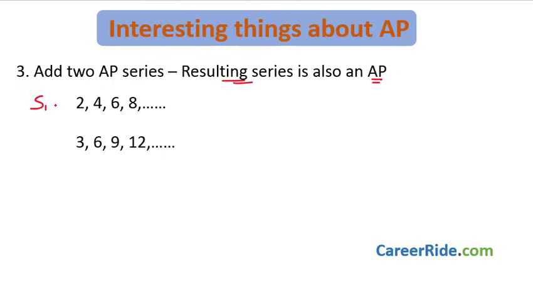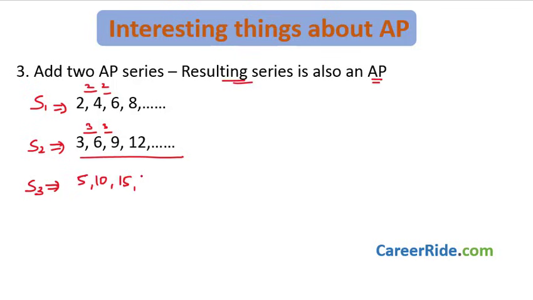Suppose my series 1 is 2, 4, 6, 8 with a common difference of what? Common difference of 2. And my series 2 is 3, 6, 9, 12 with a common difference of 3 here. If I try to add the terms of these two series, what is going to happen? I'll get my third series, and the terms will be something like 2 plus 3 is 5, 6 plus 4 is 10, 9 plus 6 is 15, 12 plus 8 is 20. Similarly, it will keep going on.